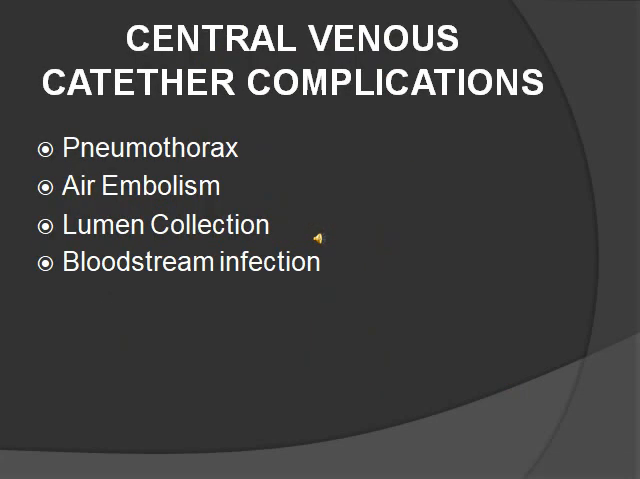Here are some central venous catheter complications. The first one is a pneumothorax. A pneumothorax is a collapsed lung. It could happen when you insert the central venous catheter. Treatment for this is you're supposed to give oxygen, and you're going to help provide chest tube insertion.